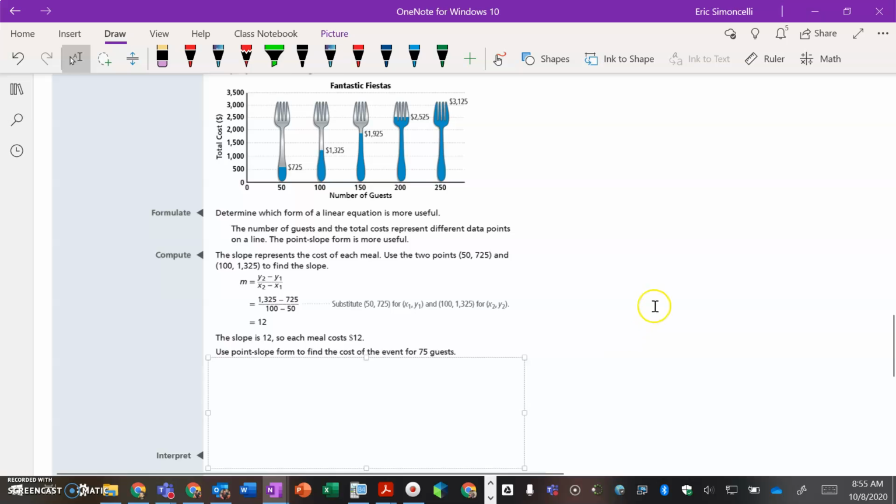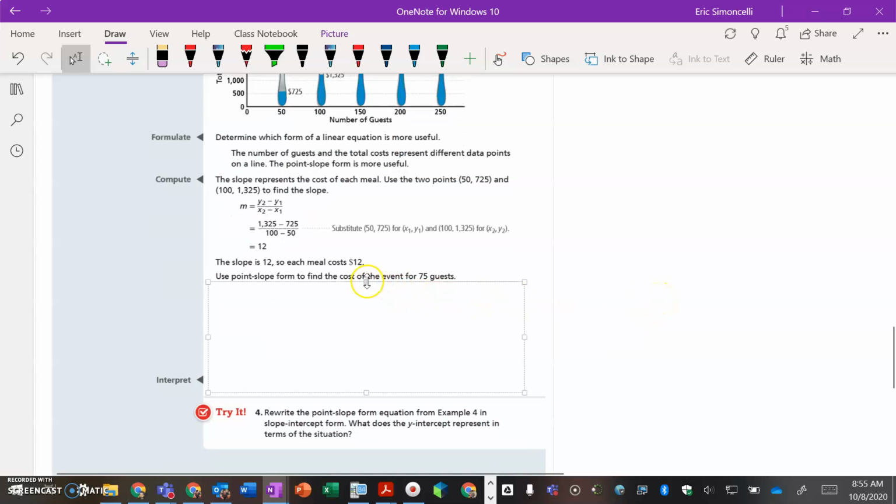Use point-slope form to find the cost of the event for 75 guests. Here's your equation: y minus y1 equals m times the quantity x minus x1. We plug in 12 for our slope, 50 for x sub 1, and 725 for y sub 1. So for 75 people, how is this going to play out? The cost for that number, if you do the math, go ahead and plug in 75.